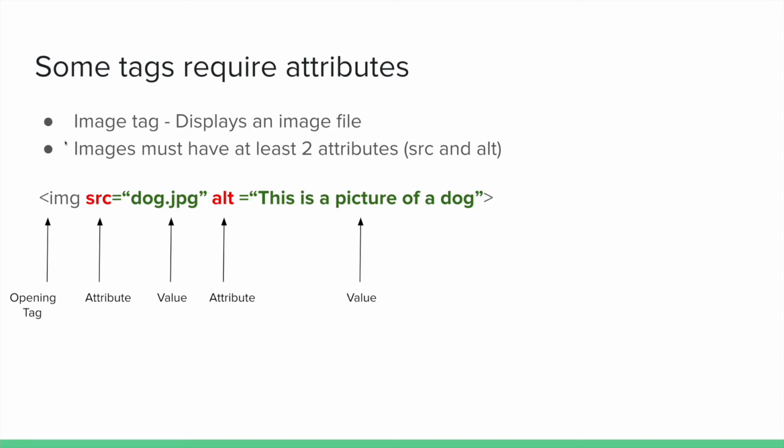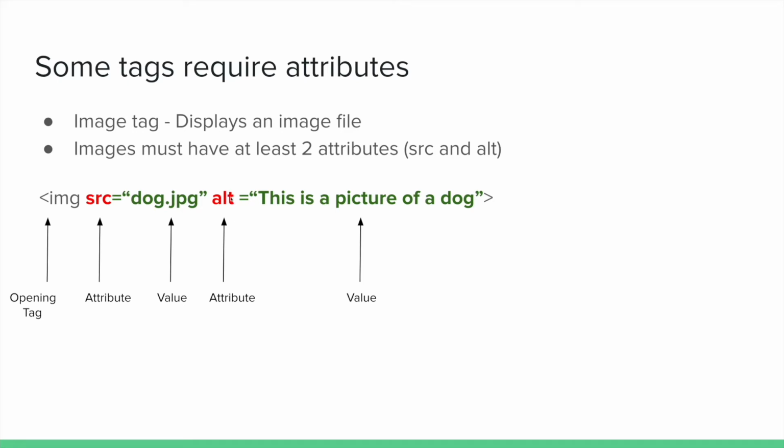So images must have at least 2 attributes. The first attribute is the source attribute. It's similar to the href in that we're defining the source of the image. So where is the image coming from, or what is the name of the file? That's our value. So dog.jpg. So this is a JPEG of a dog.